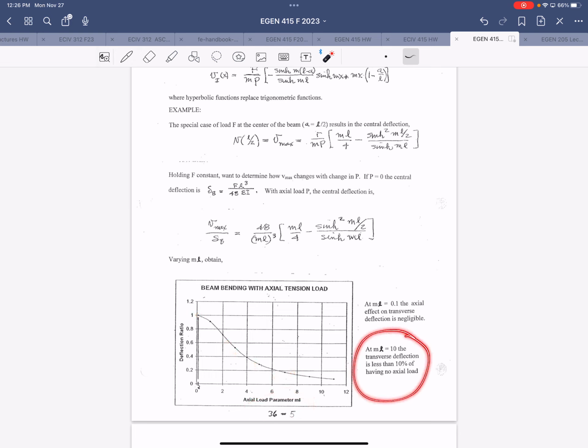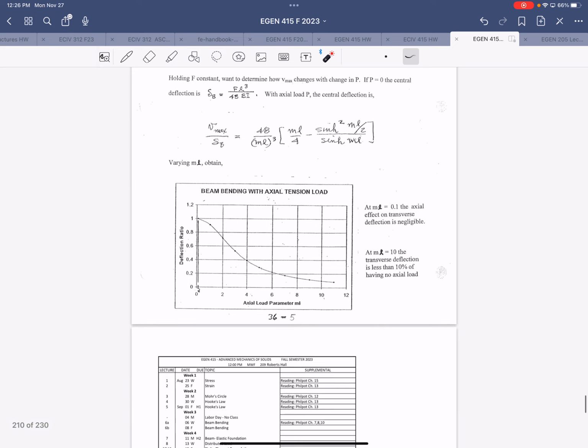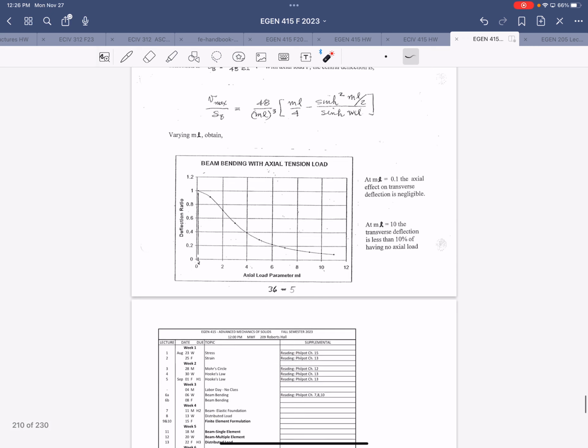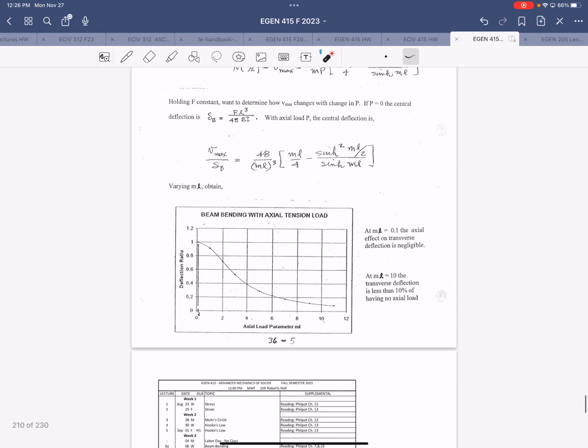So the note down here says that when ML is equal to 10, the transverse deflection is reduced to less than 10% of what it would have been without having that axial load in tension. So generally speaking, axial loads in tension help us out if we have a beam or a column that's experiencing that. All right, any questions?